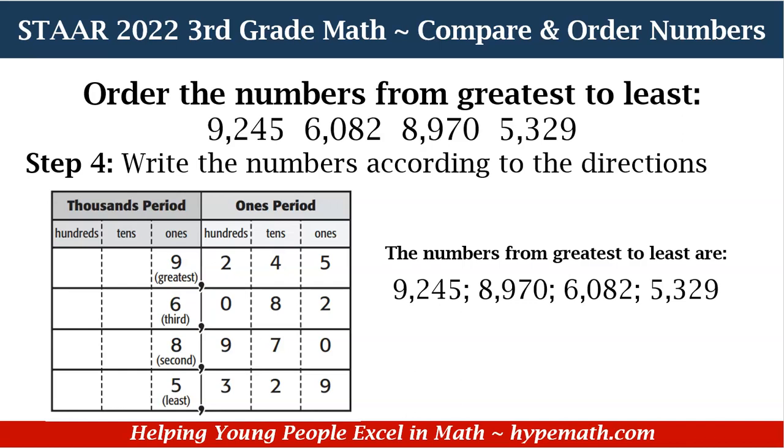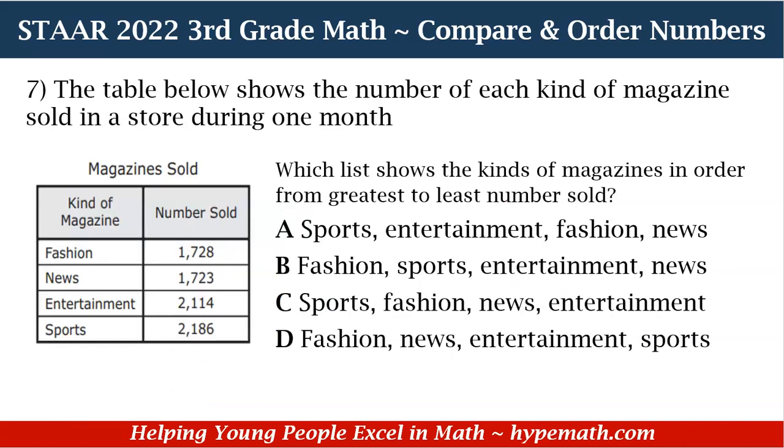So when we order our numbers from greatest to least in this example, it is 9,245, 8,970, 6,082, and 5,329. And that is it for our examples and review of comparing and ordering whole numbers.